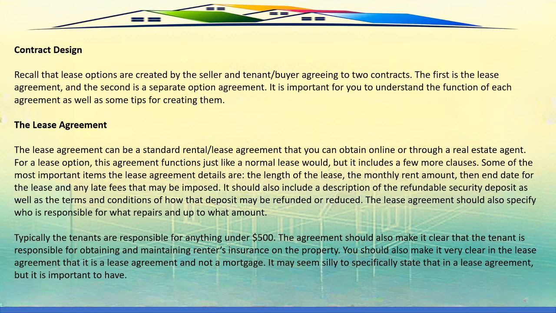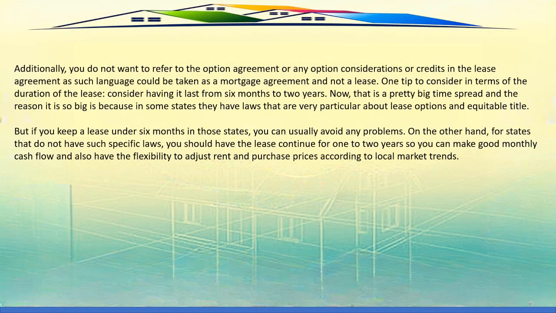The lease agreement should also specify who is responsible for what repairs and up to what amount. Typically, the tenants are responsible for anything under $500. The agreement should also make it clear that the tenant is responsible for obtaining and maintaining renter's insurance on the property. You should also make it very clear in the lease agreement that it is a lease agreement and not a mortgage. It may seem silly to specifically state that in a lease agreement, but it is important to have. Additionally, you do not want to refer to the option agreement or any option considerations or credits in the lease agreement, as such language could be taken as a mortgage agreement and not a lease.